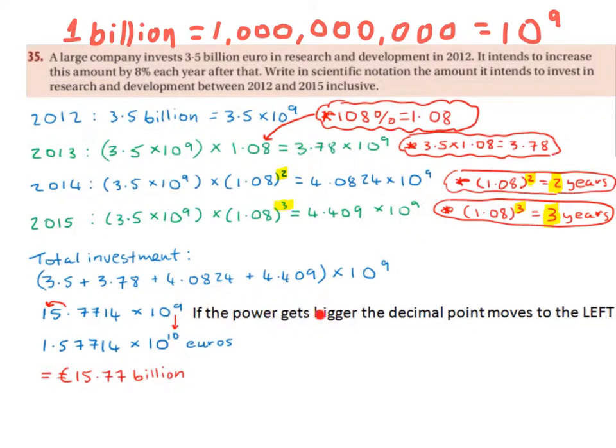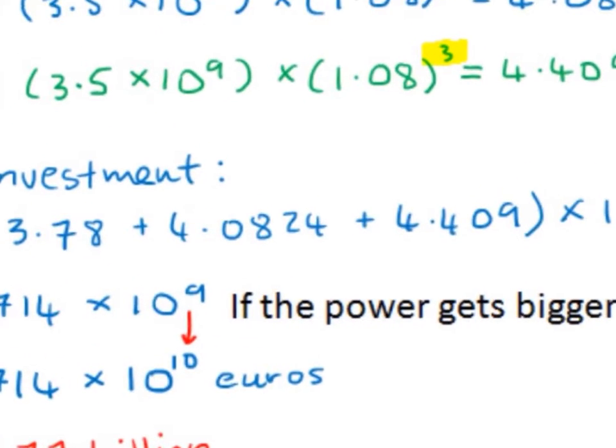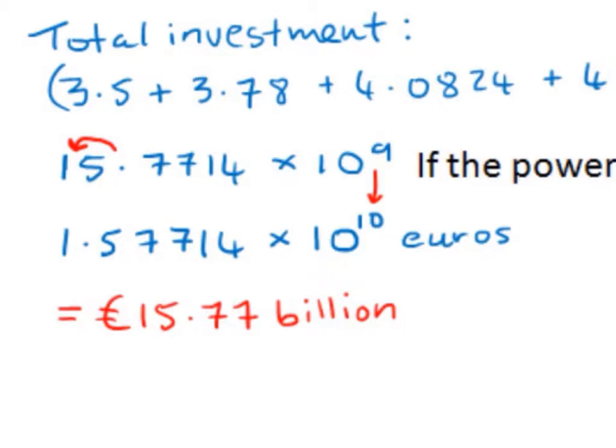So if the decimal point is moving to the left, the power is going to have to get bigger. So we're going to have to move this decimal point to the left. So the point goes in between the 1 and the 5, giving us 1.57714. And since we moved the decimal point one place to the left, we have to increase the power by 1. So 10 to the power of 9 becomes 10 to the power of 10.